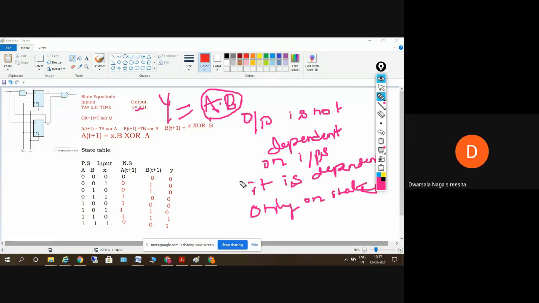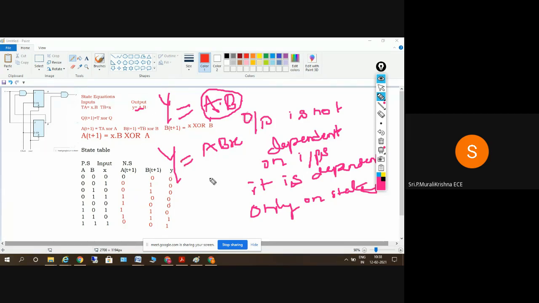Yes, sir. If the output is like Y equals ABX, I'll say that the output depends on the states and also the inputs. Okay, output is dependent on the states and also the inputs. So this is the case with this one. This is the T flip-flop here.